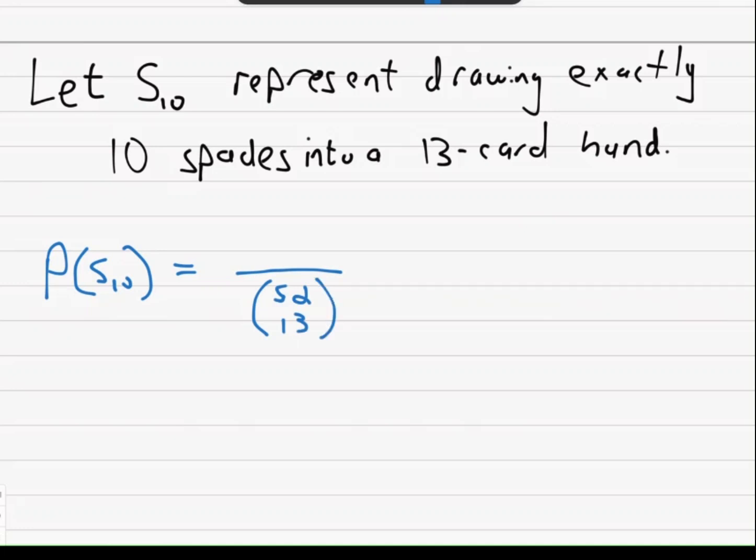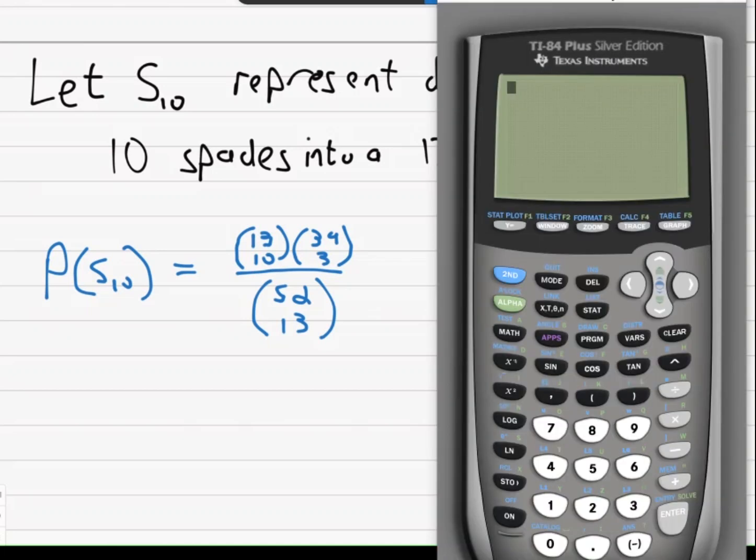Okay. Then we can use the ready-made partition in the deck of cards because we have 13 spades. So from those 13, we're going to choose 10 of them. But we have to choose the remaining 3 cards. Well, the remaining 3 cards can't be spades because we have to have exactly 10 of those. So from the remaining 39 cards, we're going to pick the remaining 3 to go into our hand. So that's the probability of drawing exactly 10 cards that are spades.